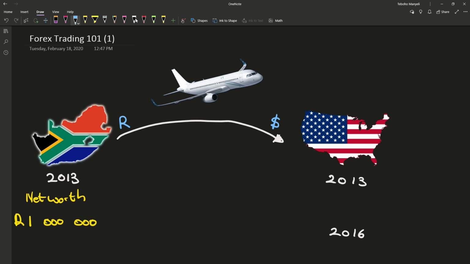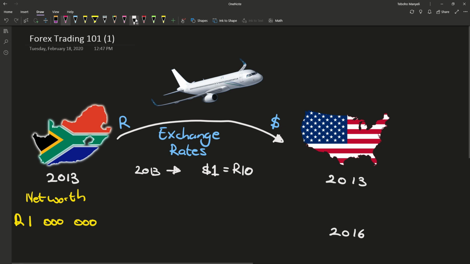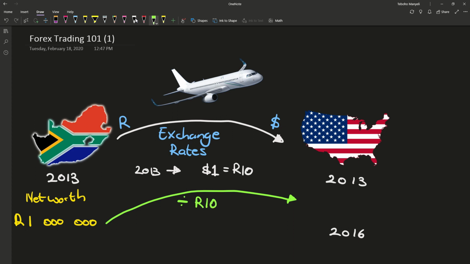So basically you'd have to take your rands and exchange them for dollars. This then brings us to what we call exchange rates. Right? So the exchange rate in 2013 was sitting at $1 is equivalent to 10 rands. This sort of meant that if you had to move the money from South Africa to America in 2013, you'd have to take that million and divide it by the 10 rands, to get your value in dollars, which would have given you a total of $100,000.